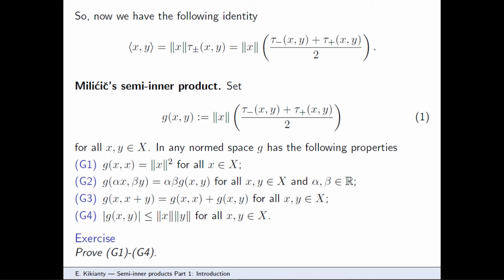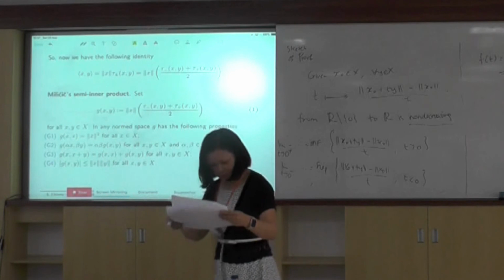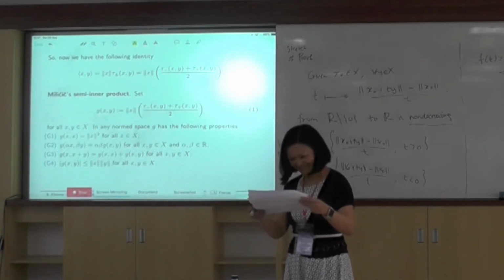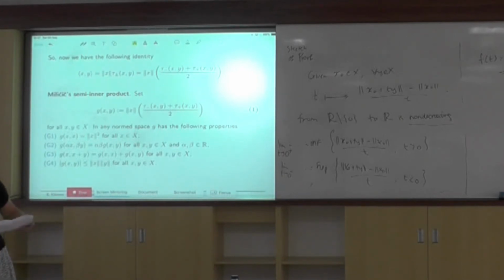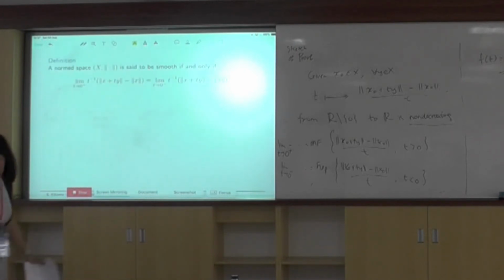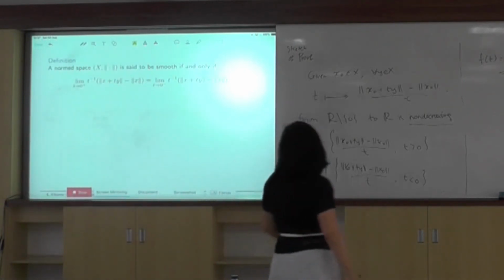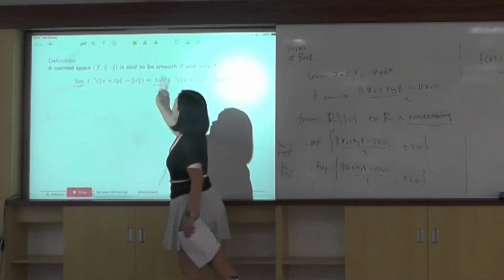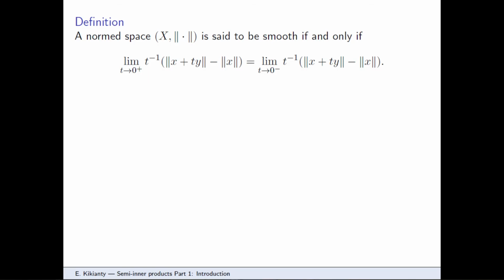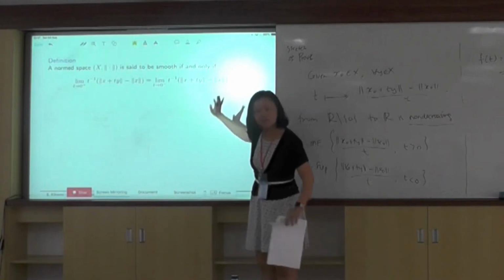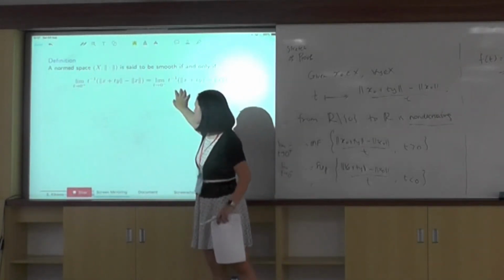Okay, so let's see. One more minute. It's okay. I probably just won't prove it. Exercise: prove G1 to G2. Now, when the two tangent functionals are equal, we say that the norm space is smooth. This may not be exactly the definition in some textbooks, but some textbooks also use this definition. It doesn't matter. Whenever we talk about smoothness, this is what I mean.